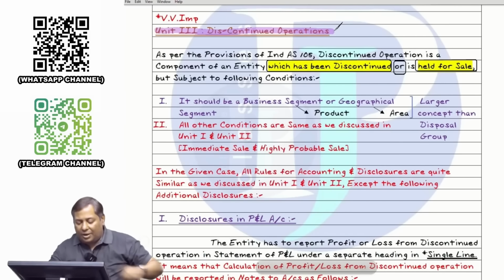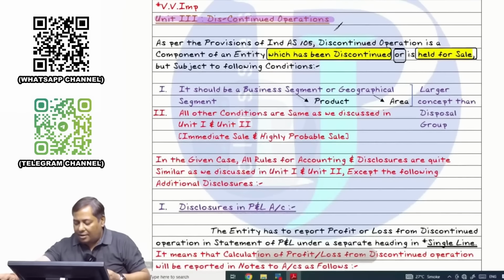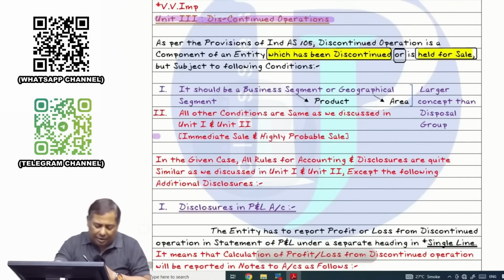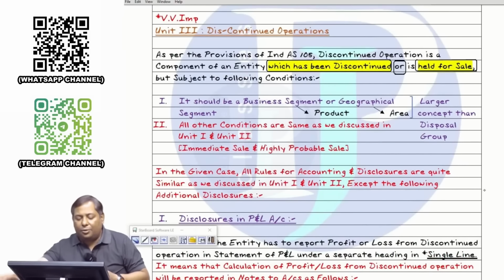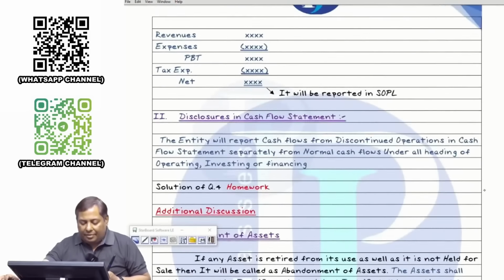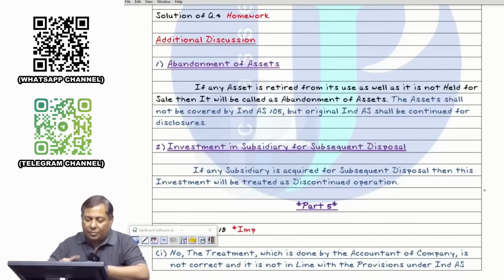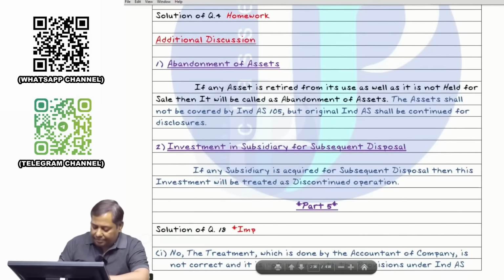Notes have been given for this: what to disclose in the P&L and what to disclose in the cash flow. You have to take care of it. There is no practical exposure in this. This is pure theory. You can go through it. Is it fine? Now come for the additional discussion. I have already told you two more things.